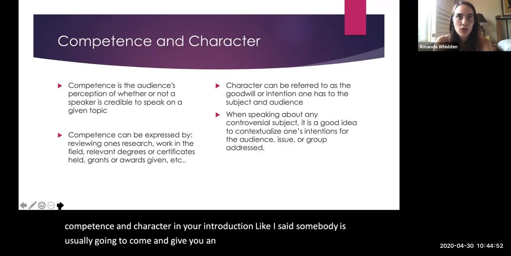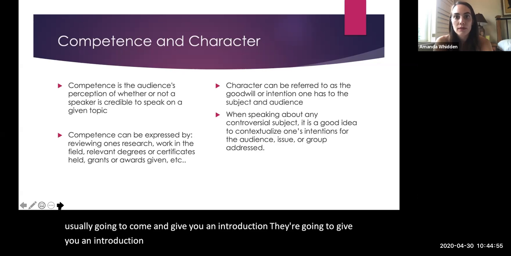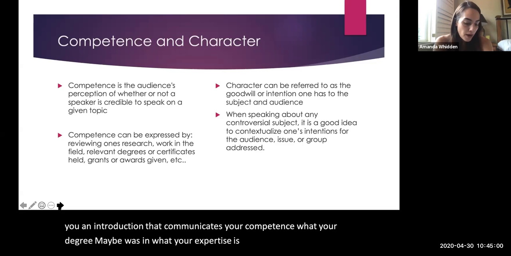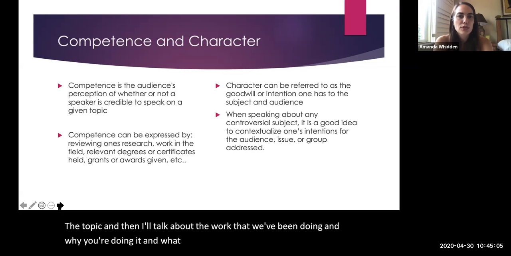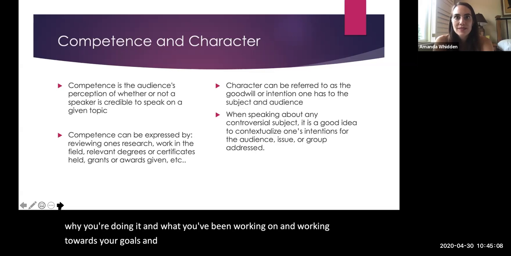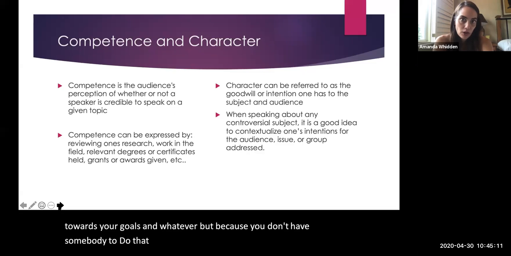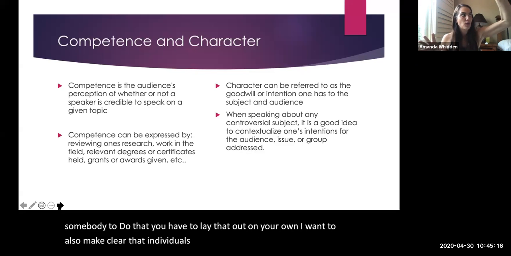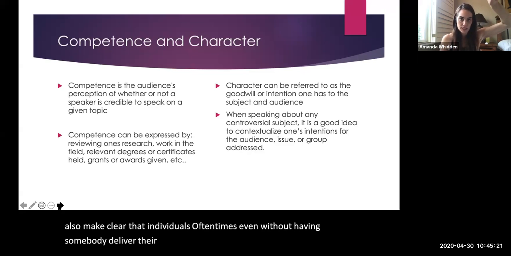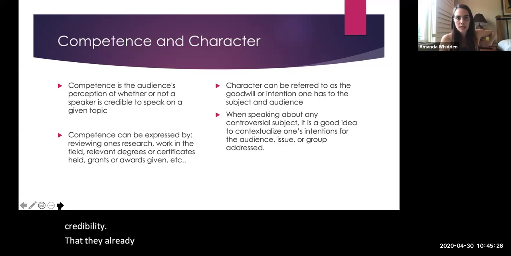They're going to give you an introduction that communicates your competence, what your degree maybe was in, what your expertise is on the topic. And they'll talk about the work that you've been doing and why you're doing it, what you've been working on and working towards, and your goals and whatever. But because you don't have somebody to do that, you have to lay that out on your own. I want to also make clear that individuals oftentimes, even without having somebody deliver their character and their competence to build credibility, may already have an outstanding character that influences them already.